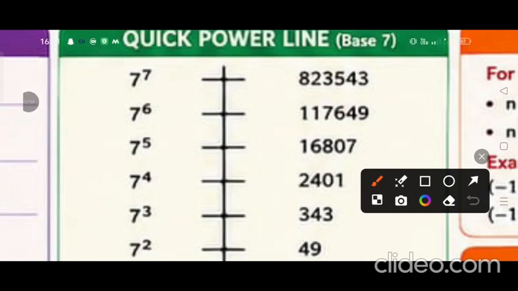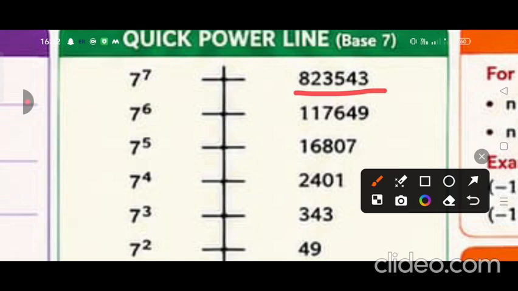Now let's talk about this power line. 7 raised to the power 7 means 7 multiplied 7 times. So when we multiply 7 times, we get 8,23,543. And if we divide this by 7, 7 raised to the power 7 divided by 7 will become 7 raised to the power 6.